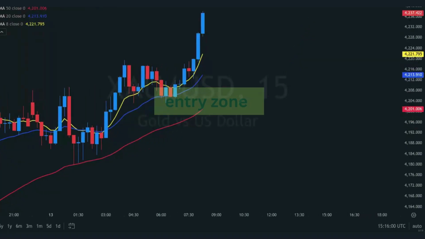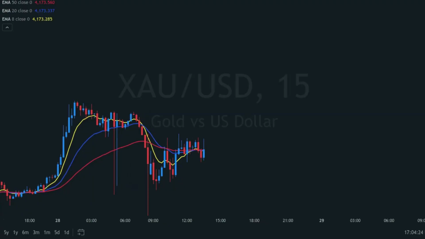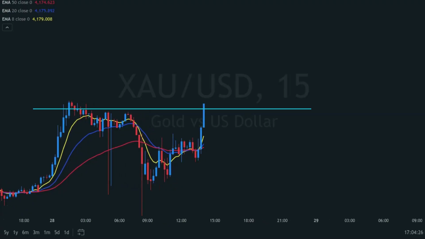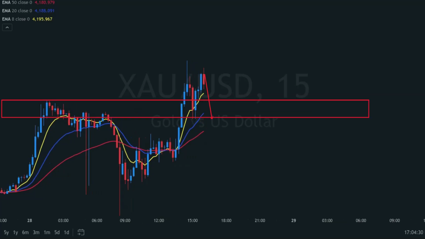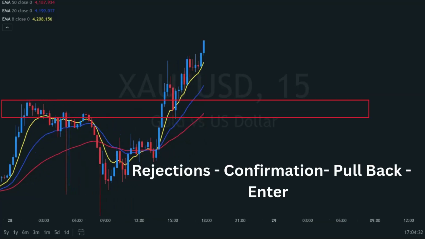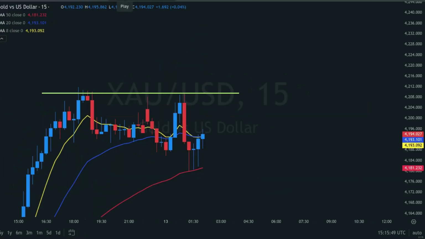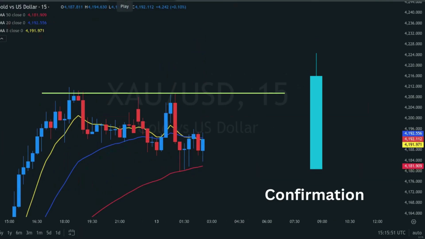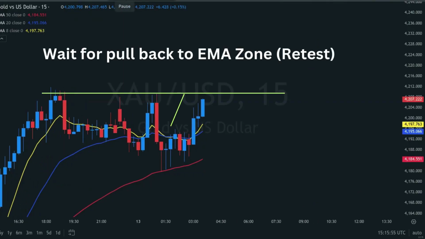Think of it like the riverbank, where price comes back to drink before continuing the journey. But we don't simply enter because price touched it. We wait for proof. Proof comes in many forms. A rejection wick, a bullish engulfing candle, a structure break, or a retest with momentum.